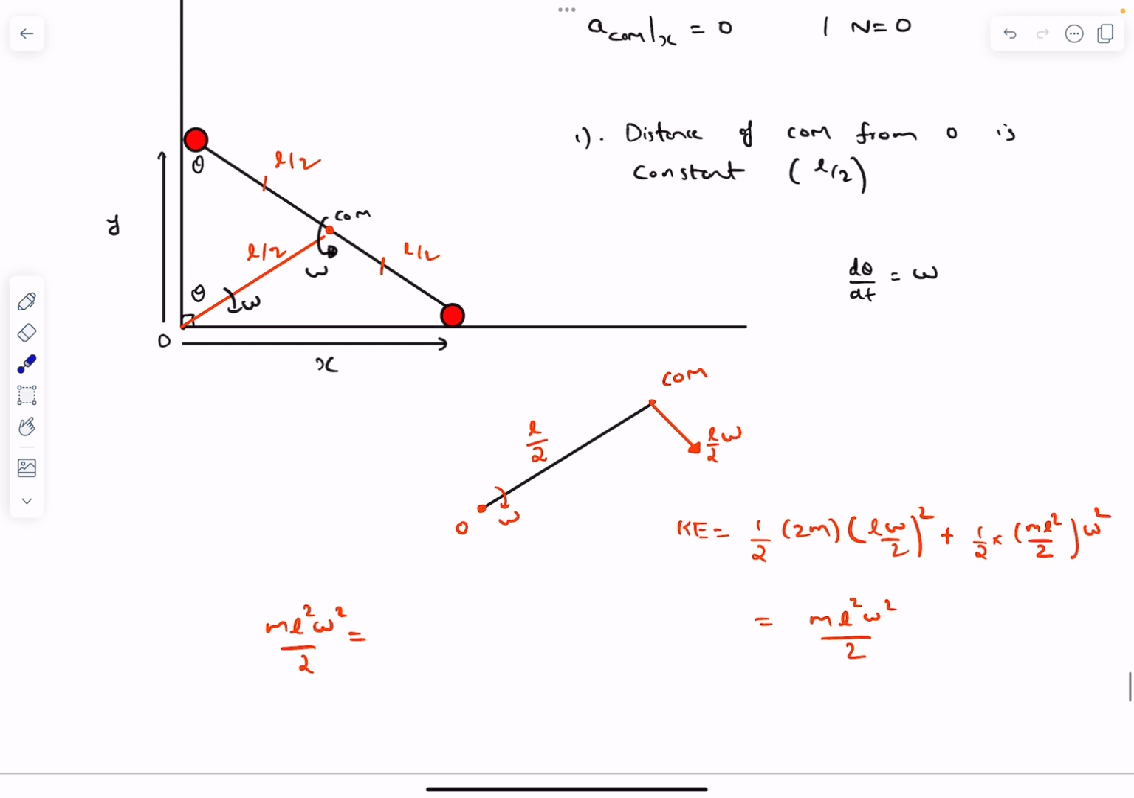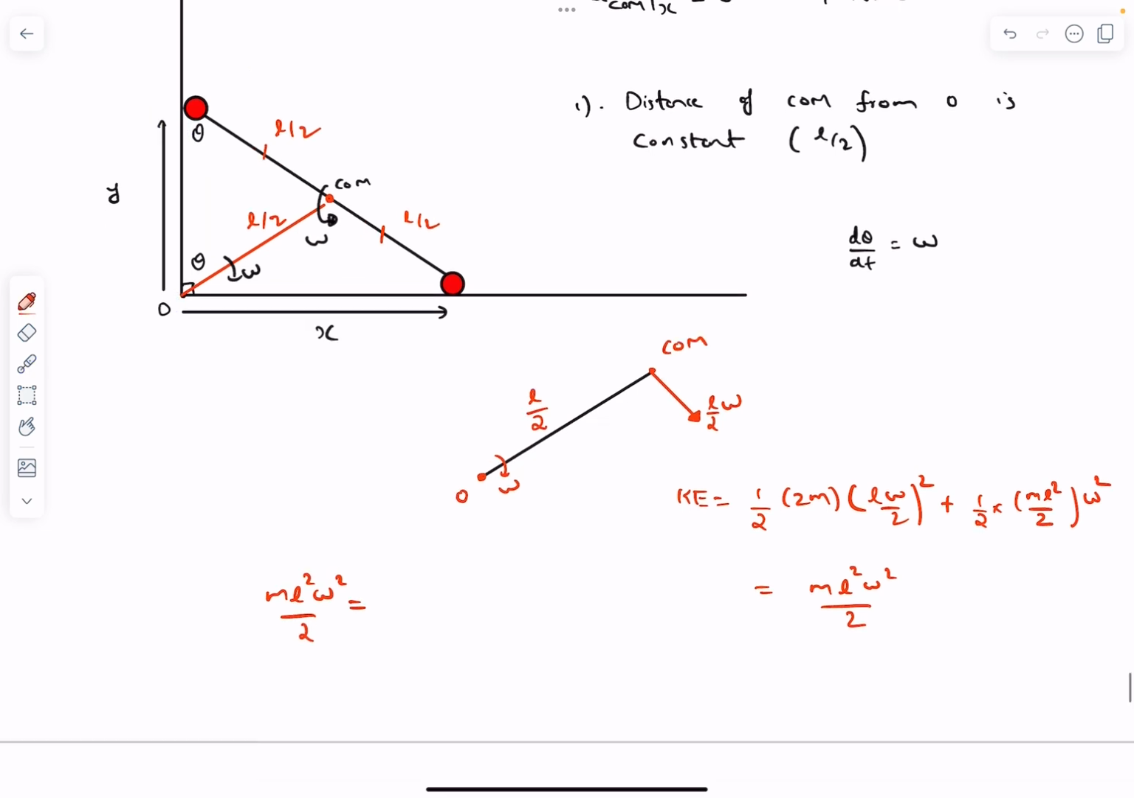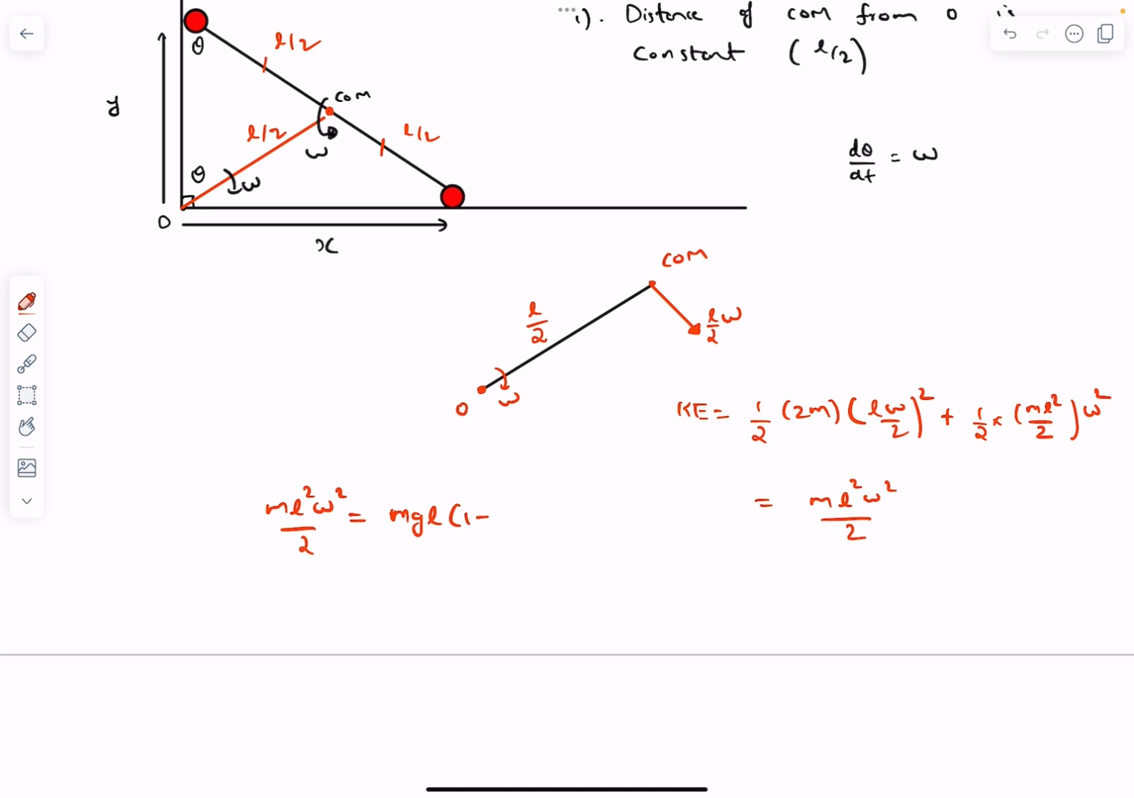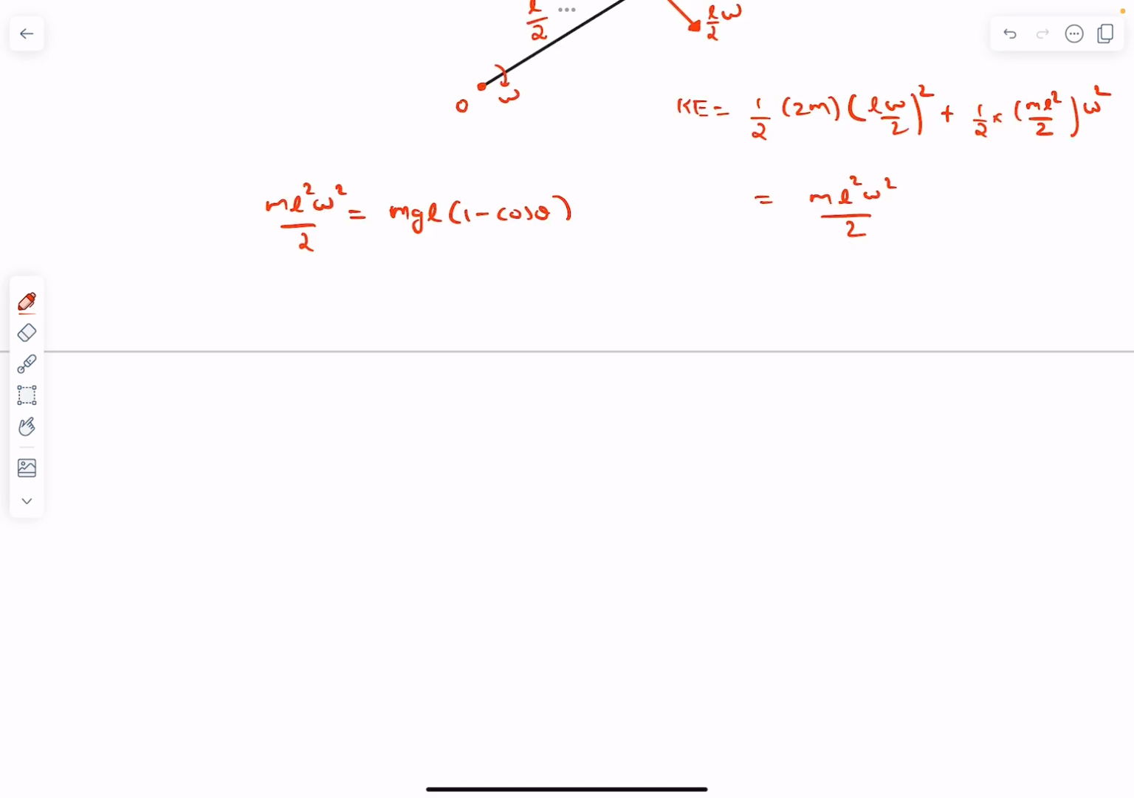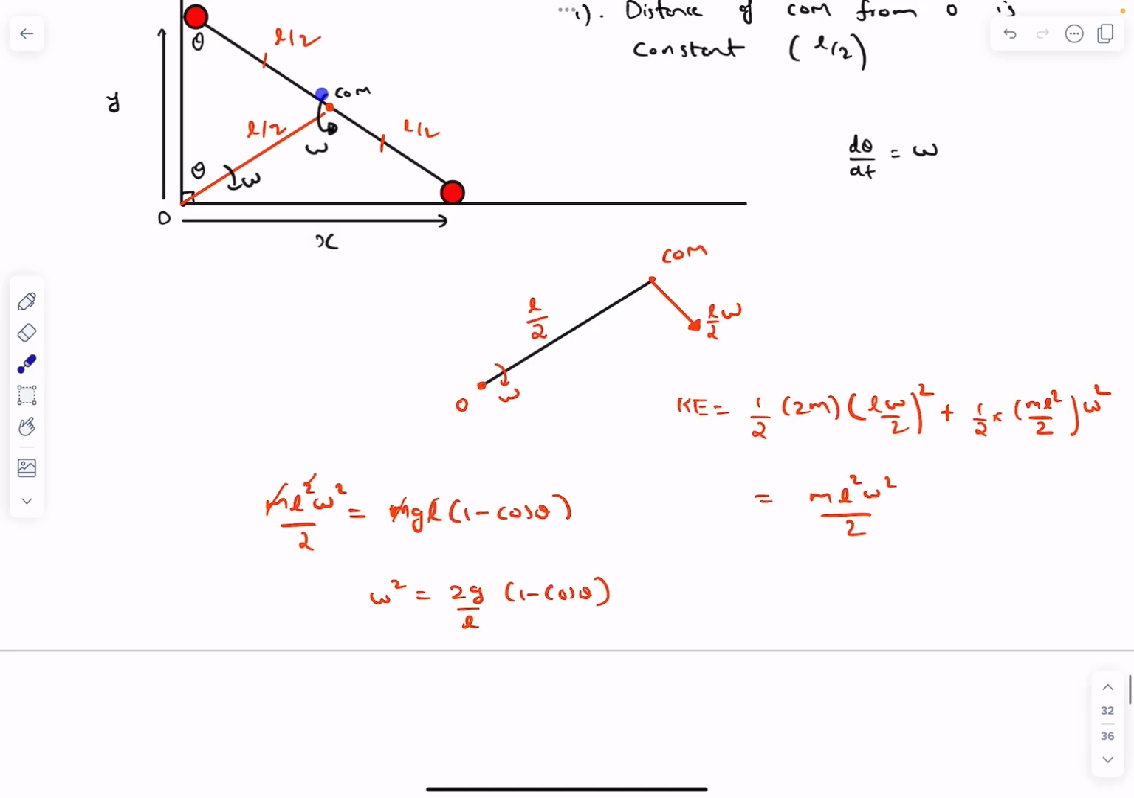Okay. Now the decrease in potential energy. If you observe this mass, initially it was at a height of L and now it is at a height of L cos theta. So the drop in potential energy is going to be mgl times (1 minus cos theta). So here we can cancel out some stuff, and after cancelling out some stuff, we get omega squared as this particular value. So we figured out the angular velocity of the rod as a function of theta.